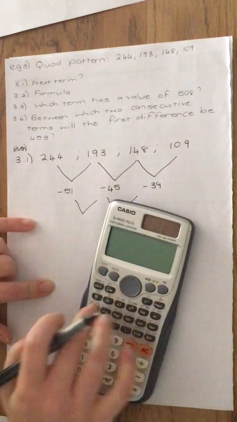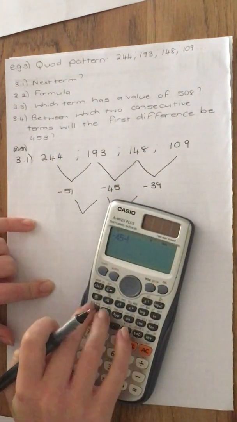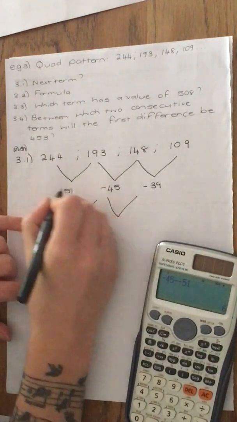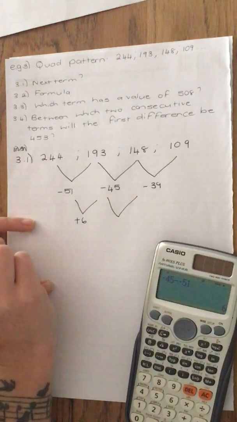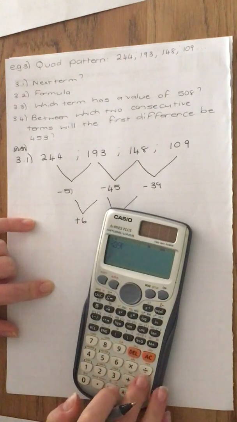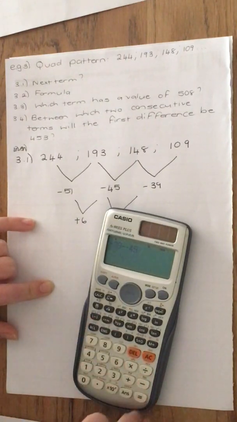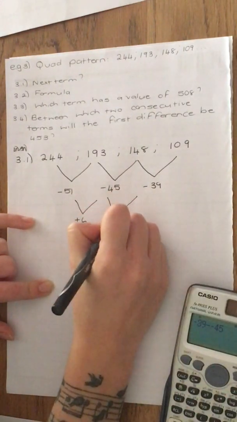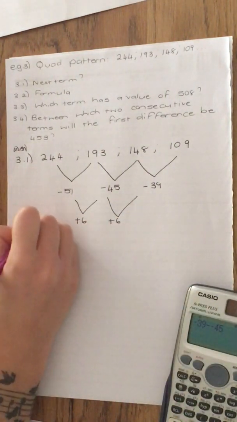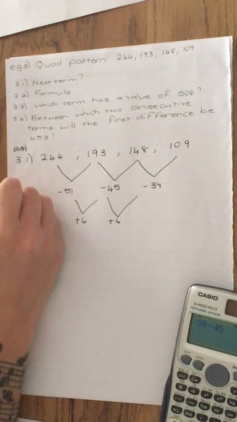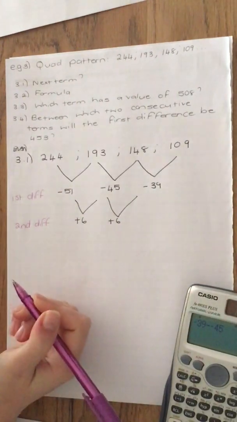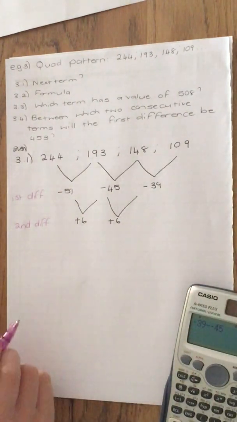Now we check: minus 45 minus minus 51 gives me 6. In other words, I must plus 6 to get from minus 51 to minus 45. And I can tell you it's going to be plus 6 again, but let's make doubly sure. Minus 39 minus minus 45 is plus 6 again. Okay, so clearly our second difference is equal. And there's our first difference. Okay, not equal.